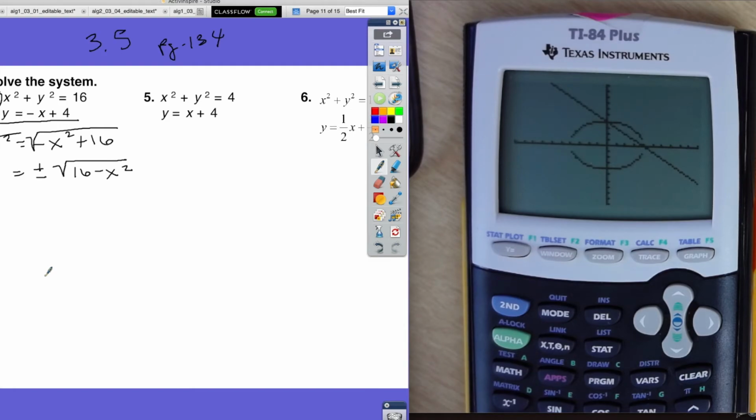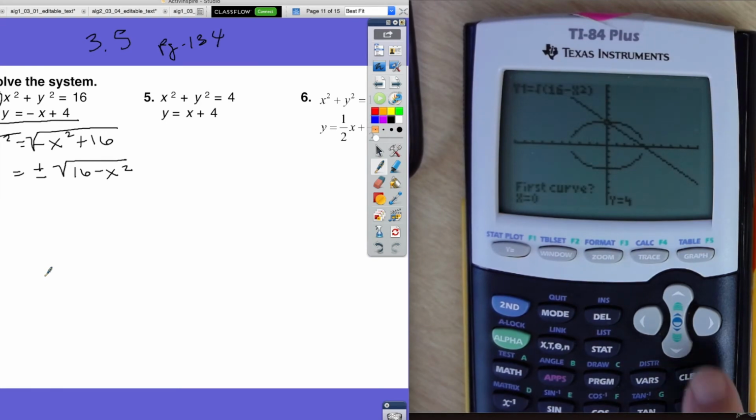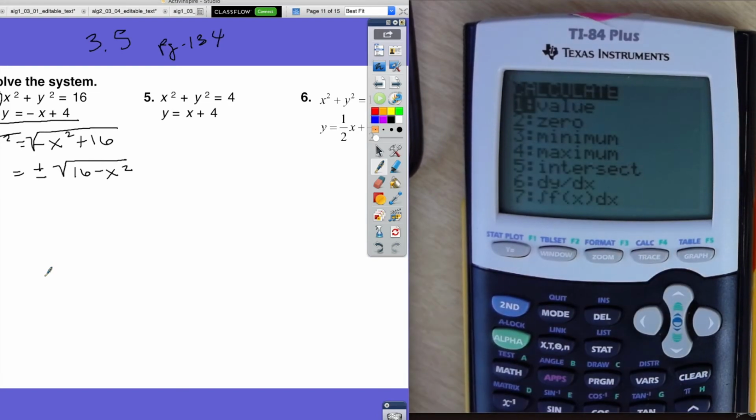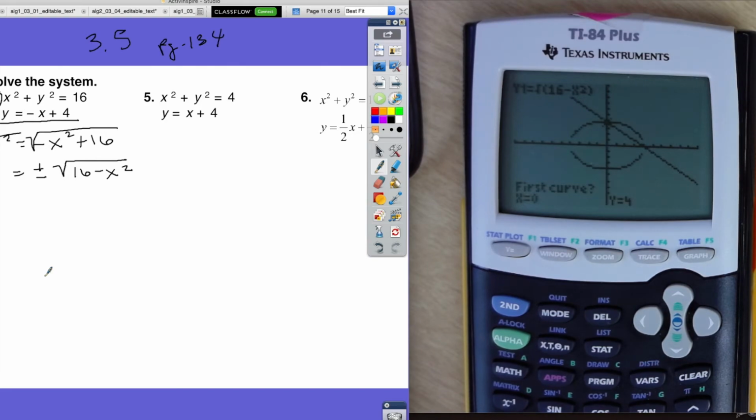Okay, so let's find the solutions. Notice that they cross, they intersect at 2 points, so there's going to be 2 answers. So here we go. We're going to go to second trace, and we're going to pick 5 for intersect. I'm going to look, right there's my first intersection where I think it is, first curve, and I say enter. And I think my second curve is there, and I'm going to say enter, and oh, nope, I'm sorry, I was on the wrong one. Let's go back. Second trace, 5. I believe that my first curve is there. Again, I'm going to press enter.